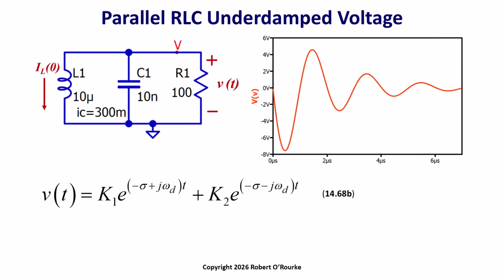The decaying sinusoidal voltage in the simulation graph illustrates underdamped response. The decay corresponds to the sigma term in equation 14.68b, and the oscillation frequency corresponds to the omega sub d term. Okay, but how does resistance affect damping? Does higher resistance mean more damping?